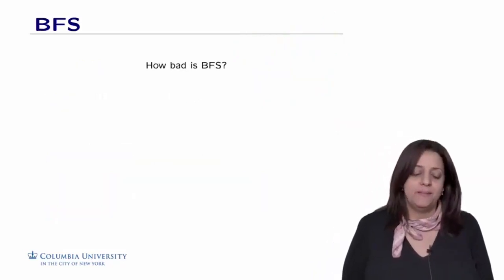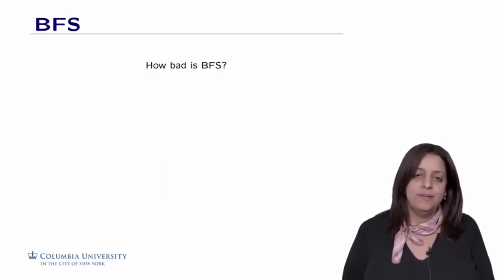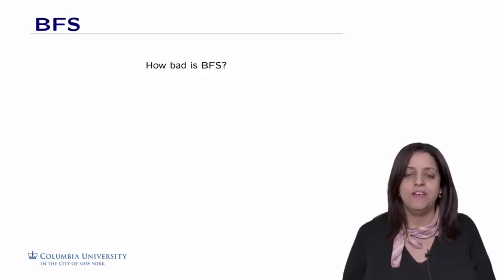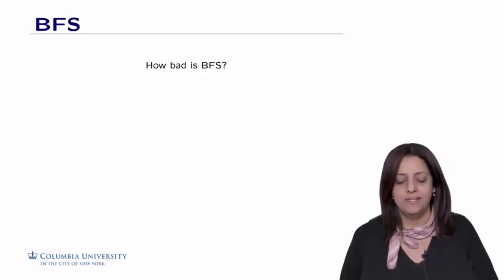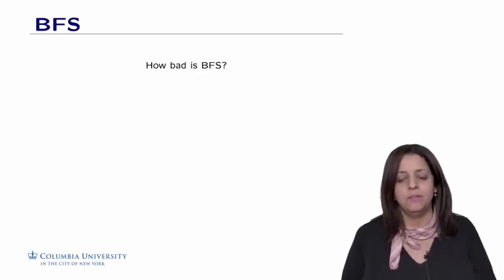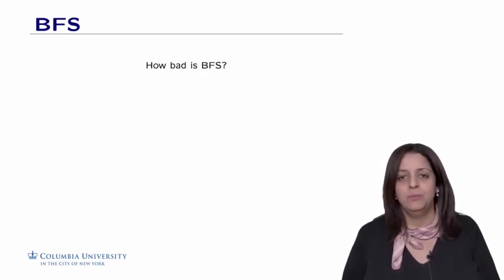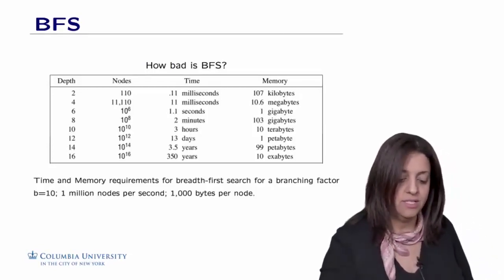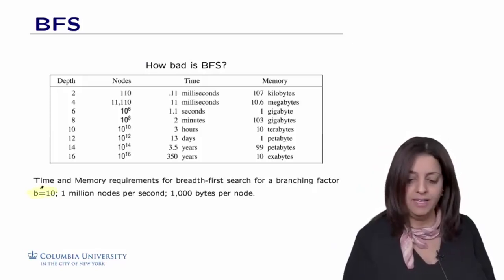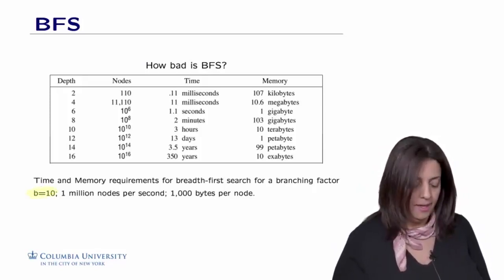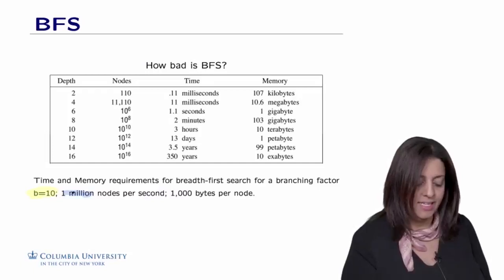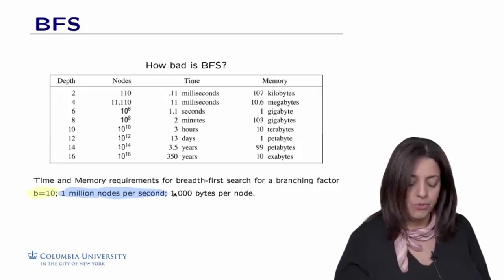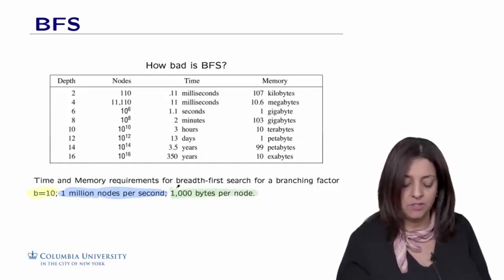So how bad is BFS? First of all, let's estimate with some examples, with a branching factor of, let's say, 10, how much it would cost to use BFS in terms of time complexity and space complexity. It's going to be in terms of seconds or days, in terms of kilobytes or more. Let's suppose we have the following assumptions. We have a branching factor of 10, and we process 1 million nodes per second. This is to estimate the time. And finally, we use 1,000 bytes to represent each node in the search space.